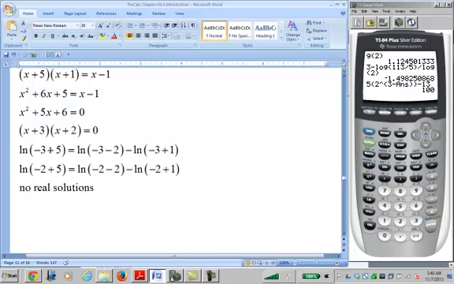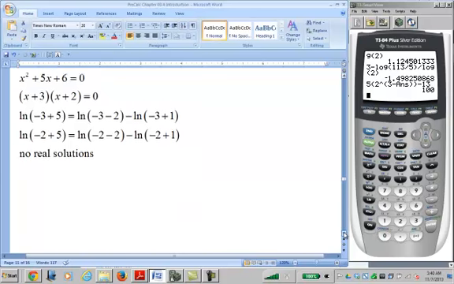So we get ln of negative 3 plus 5 equals ln of negative 3 minus 1 over... Now, ln of negative 3 minus 5, that's ln of negative 5. Boom, that's out. That's no good. So negative 3 is no good. And if we put in negative 2, we're going to get over here in this term ln of negative 2 minus 2, that's ln of negative 4. That's out. Not to mention these two are out as well. There are no real solutions for 109.